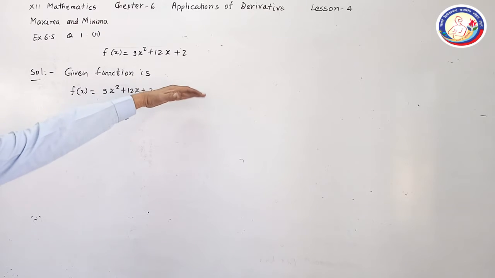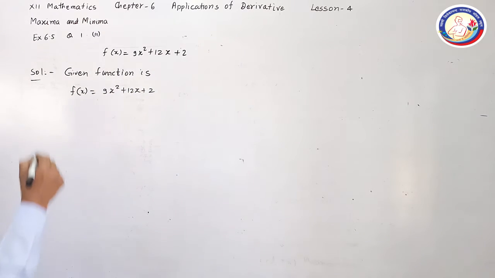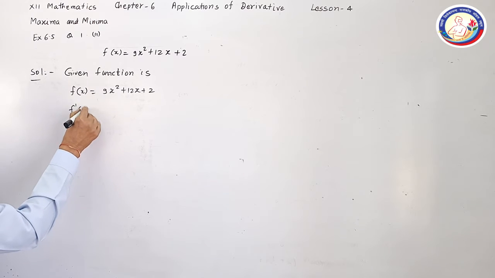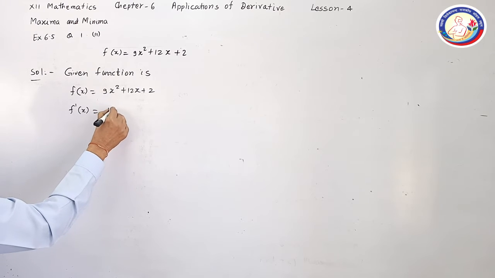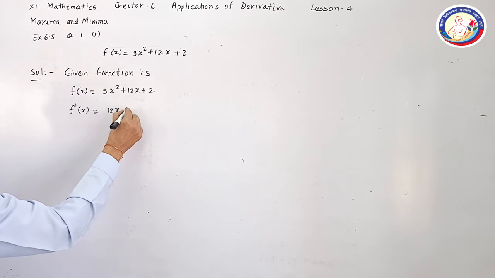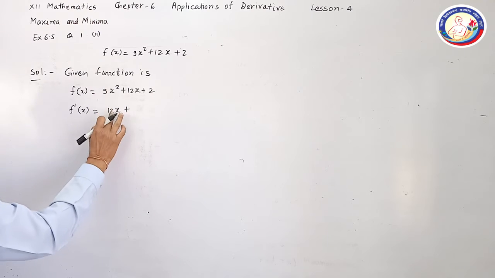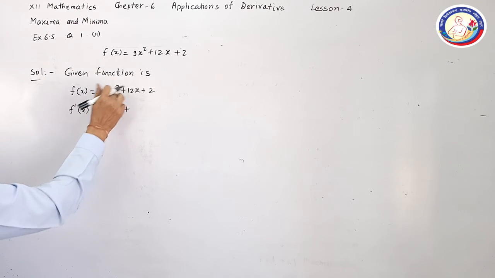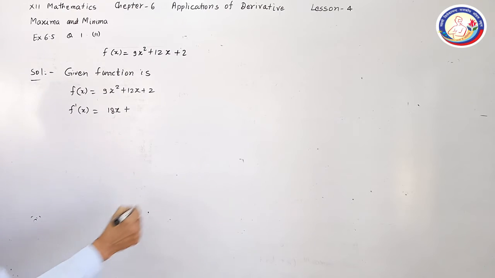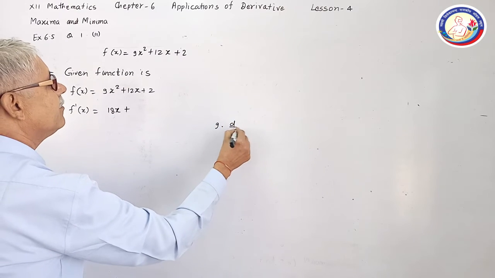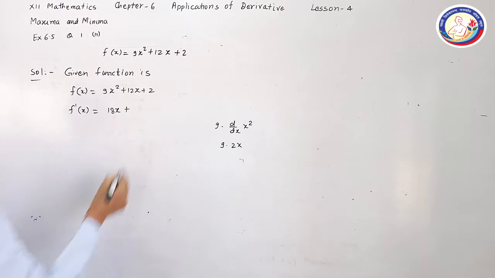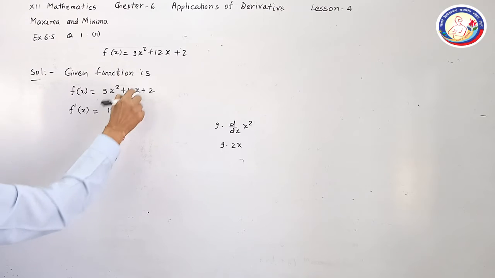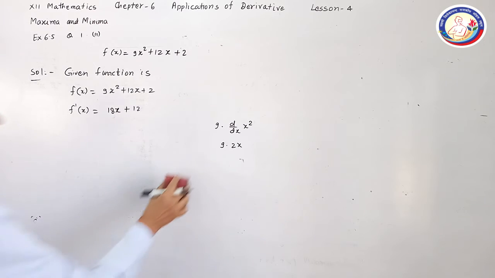So when we use second derivative test, first of all we will find first derivative. The first derivative will be 9 into derivative of x square, that is 9 into 2x, and it is 18x. And derivative of 12x, 12 into 1, that is 12, and derivative of 2 is 0. Put it 0.